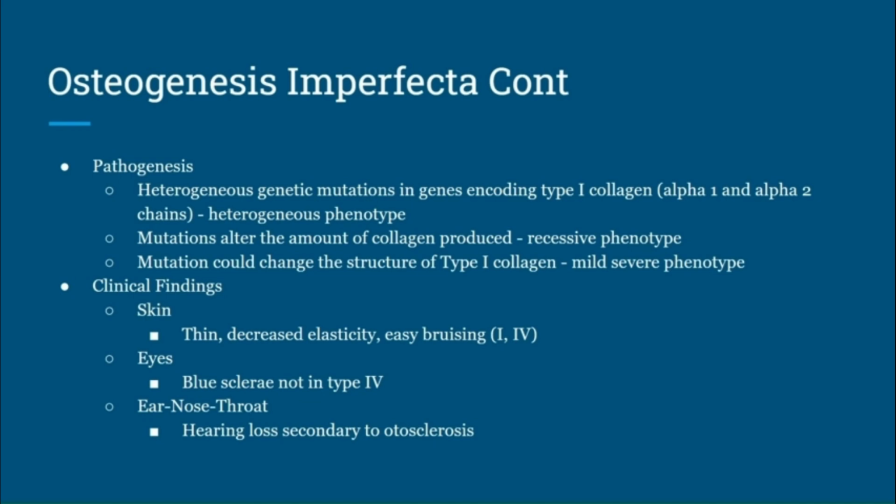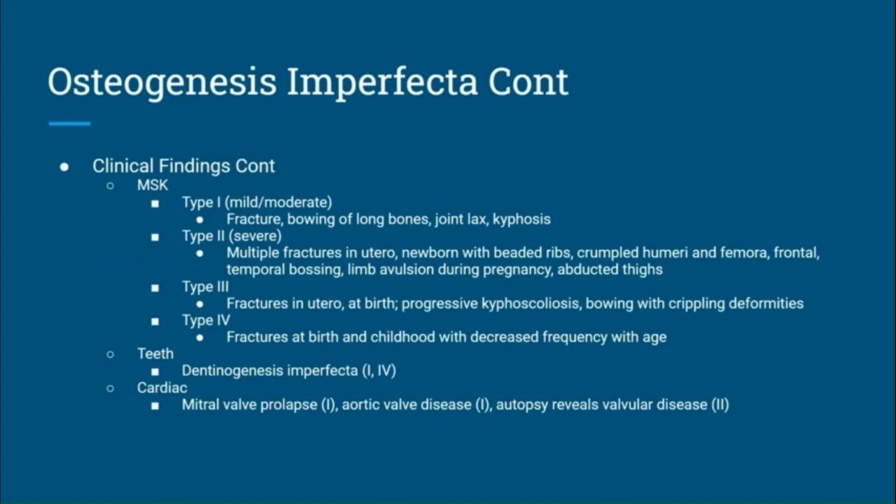Clinical findings here, the skin is typically thin, usually you have decreased elasticity. You can notice easy bruising, and that's specific with the 1 in 4 subtype. You can see blue sclera in up to 90% of your patients with all these subtypes except for type 4 commonly. You can also see hearing loss secondary to otosclerosis. Type 1, in terms of variability in the MSK findings, you can have fracture or bowing of the long bones, joint laxity, or kyphosis.